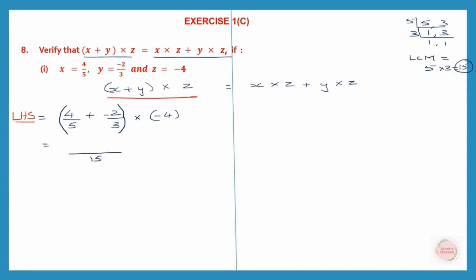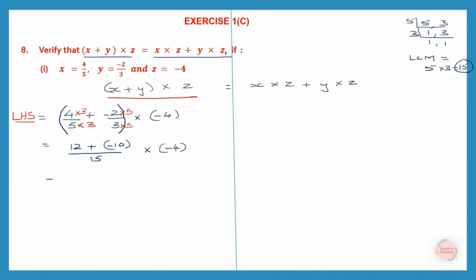Now look at the first rational number, 4 by 5. The denominator is 5. 5 into 3 is 15. So let's write that there, 5 into 3. So multiply 4 also into 3. 4 3s are 12 plus, now here we have minus 2 by 3, denominator is 3. 3 into 5 is 15. So let's write that, 3 into 5 is 15. So multiply 2 also by 5, it becomes 10, and that is minus 10, into minus 4.